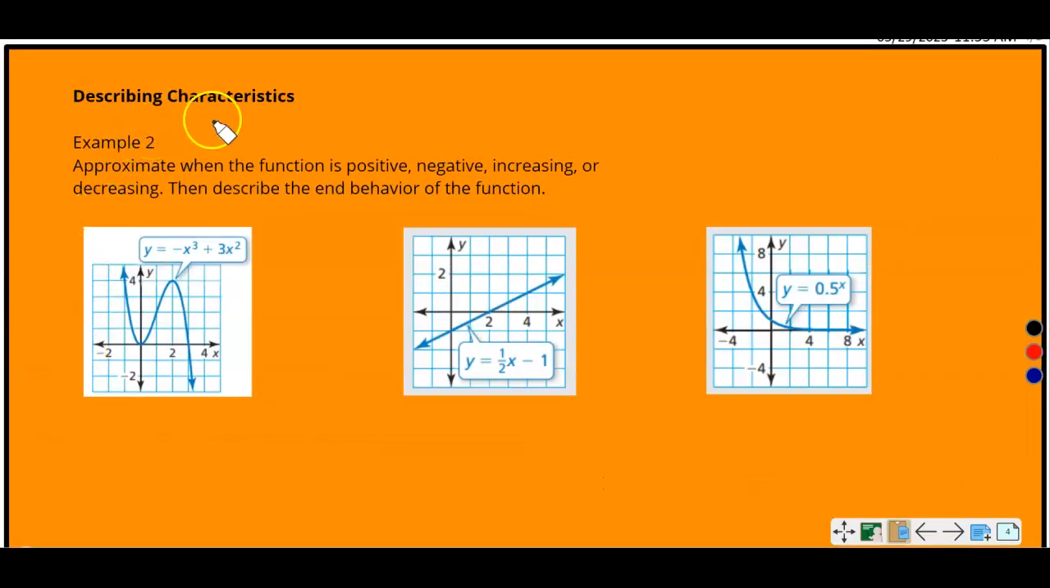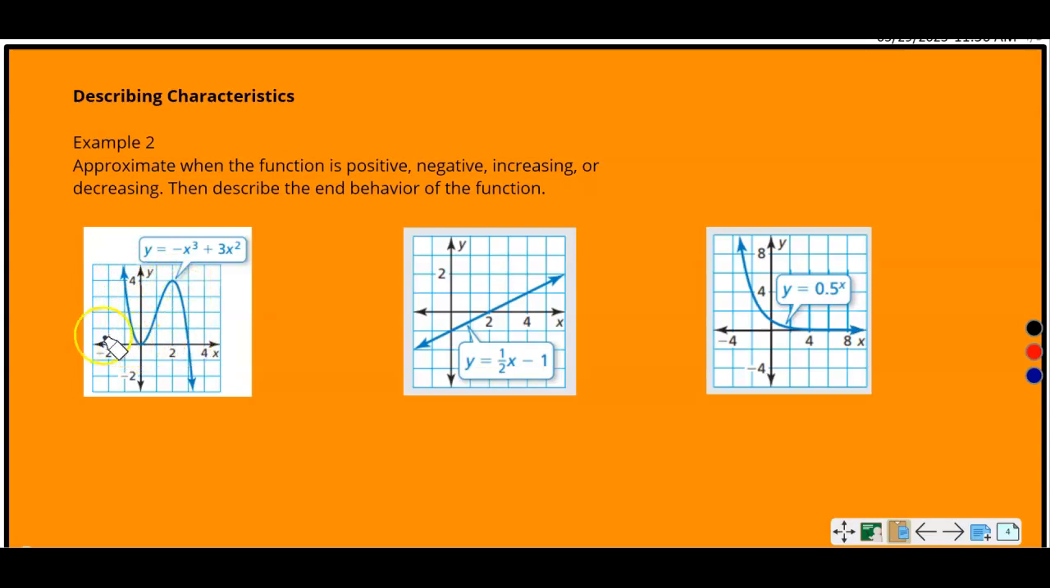All right, describing characteristics of graphs. So we're going to look at example 2: approximate when the function is positive, negative, increasing, or decreasing. Then describe the end behavior of the function. Okay, let's first talk about positive and negative. All right, if it's above the x-axis, it is positive.